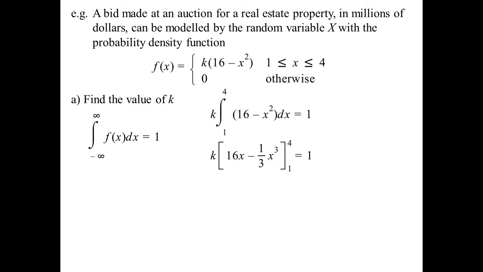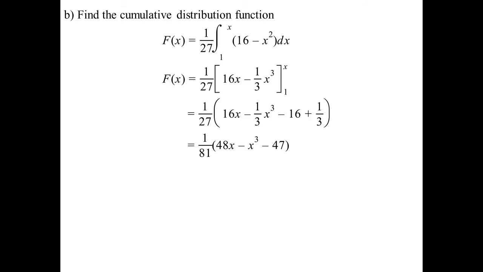So add 1 to the power over the power, k ends up being 1 on 27. So we found our function. Now what we're interested in is, what is that cumulative distribution function? The cumulative distribution function will be 1 on 27, because we now know what k is, the integral from 1, we're starting from 1, but we're just going up to x, whatever value we're interested in looking at, of 16 minus x squared. So calculating that one out, there's our function.